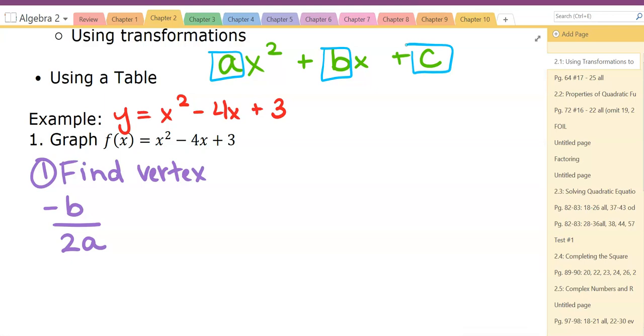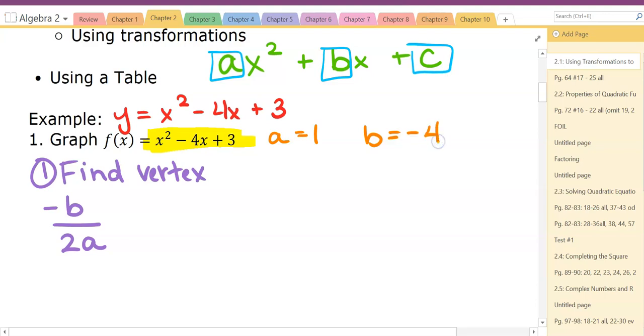If I'm looking at my function x squared minus 4x plus 3, a would be the number that's sitting in front of x squared. If there's not a number written there, remember there's technically a 1 sitting there. So a would be 1. B would be the number in front of your x. This one says minus 4x, so we have to pull that minus sign with the 4. So b would be -4. And c, just for good measure, we're not going to use it right now, but c is going to be that 3. That's where you get a, b, and c from.